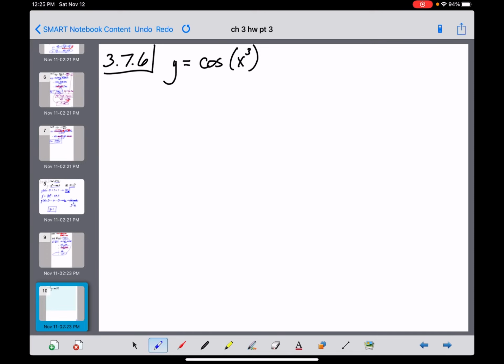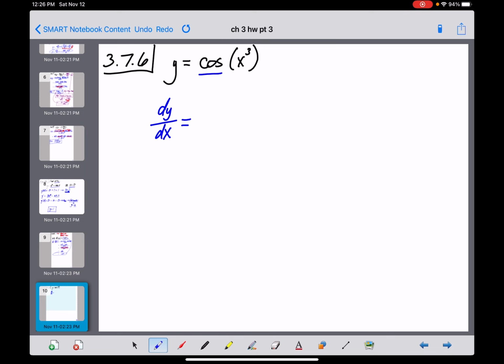Problem number 6 here in 3.7 is asking us to take the derivative of y equals cosine of x cubed. So diving right in without thinking too hard about this one before we get into it. The derivative of y with respect to x is, you always want to focus on the outermost thing that's happening in these complex functions right here.